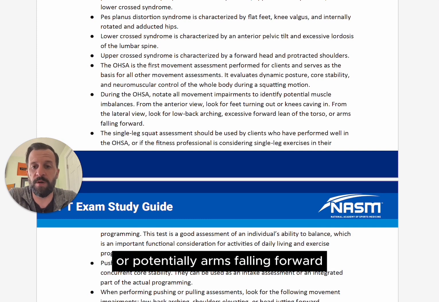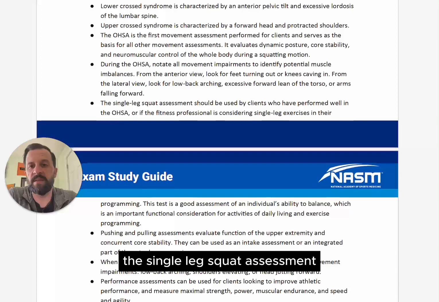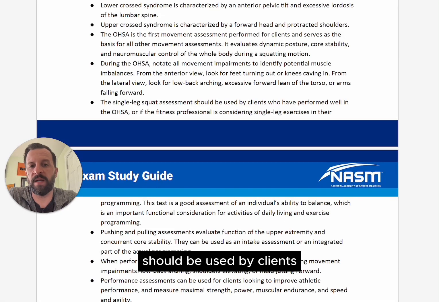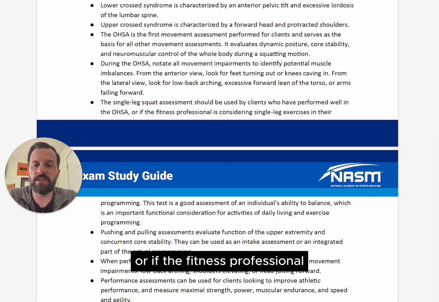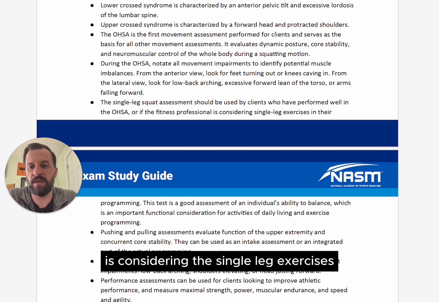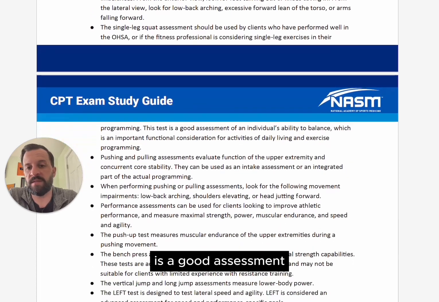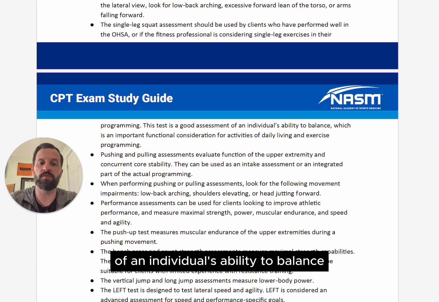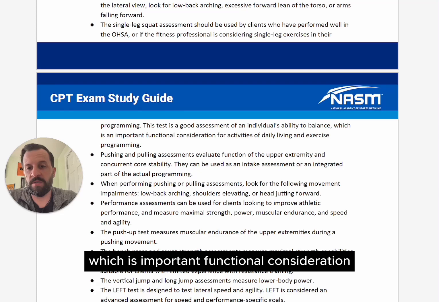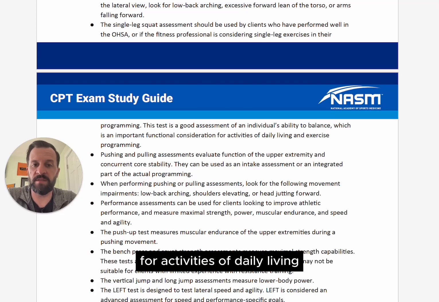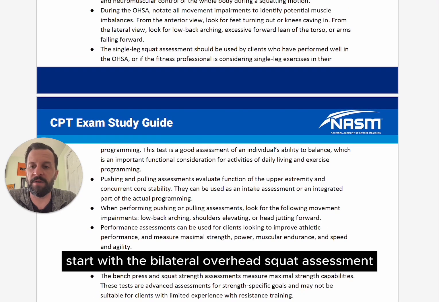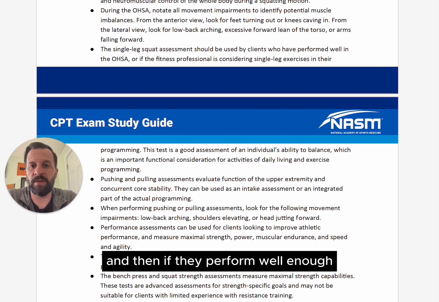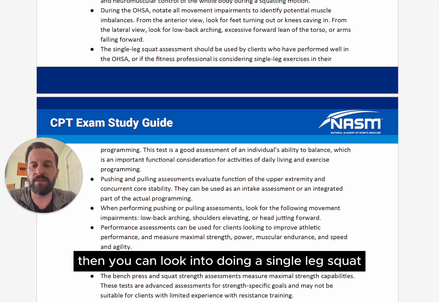The single leg squat assessment should be used by clients who have performed well in the overhead squat assessment, or if the fitness professional is considering the single leg exercises in their programming. This test is a good assessment of an individual's ability to balance, which is an important functional consideration for activities of daily living and exercise programming. So obviously start with the bilateral overhead squat assessment, and then if they perform well enough, then you can look into doing a single leg squat.